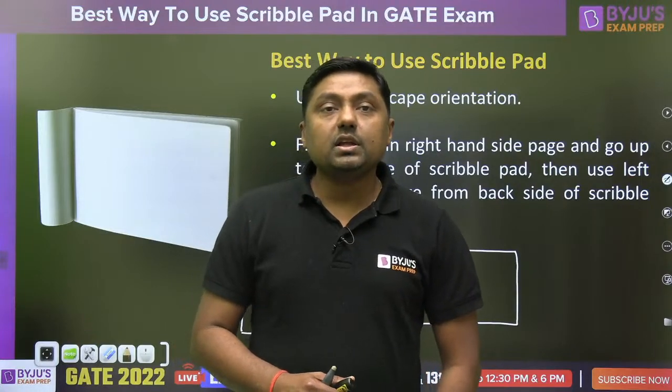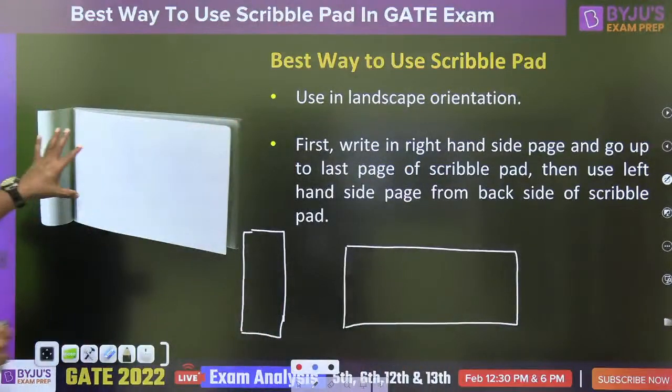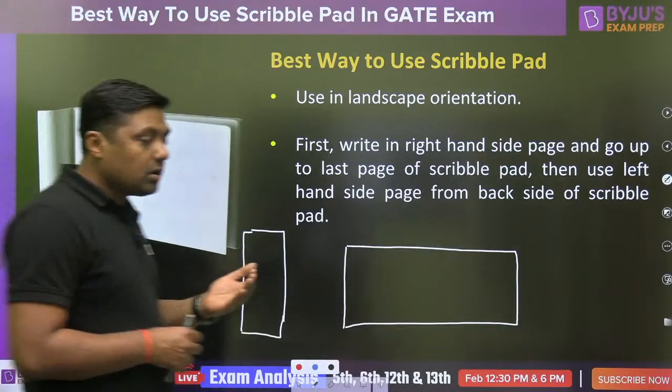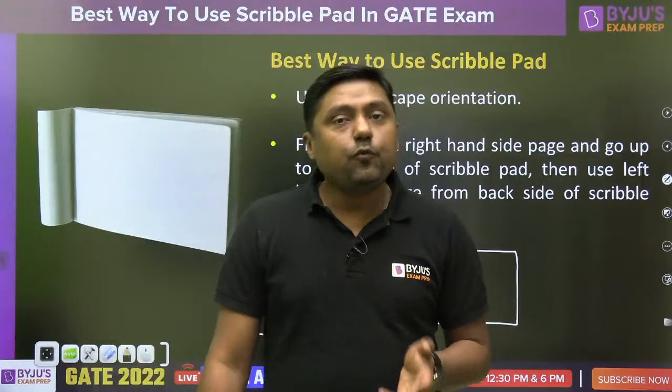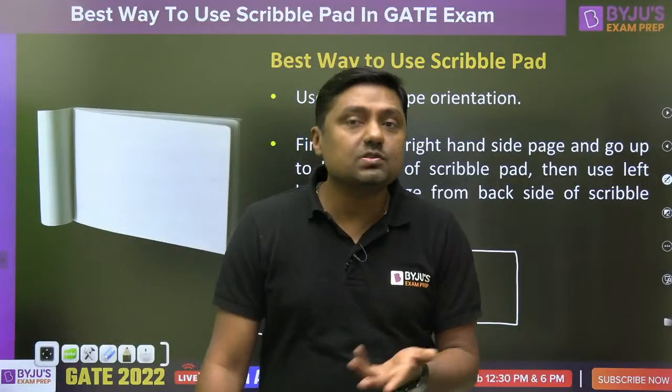They don't give a scribble pad, they give rough pages. So yes, if they are providing you, normally they will provide you a scribble pad. If they are providing you the rough pages, then you can simply take one A4 size paper and fold it and cut it into 2 pieces. Then it will become just like a scribble pad. That size will remain the same. Okay.